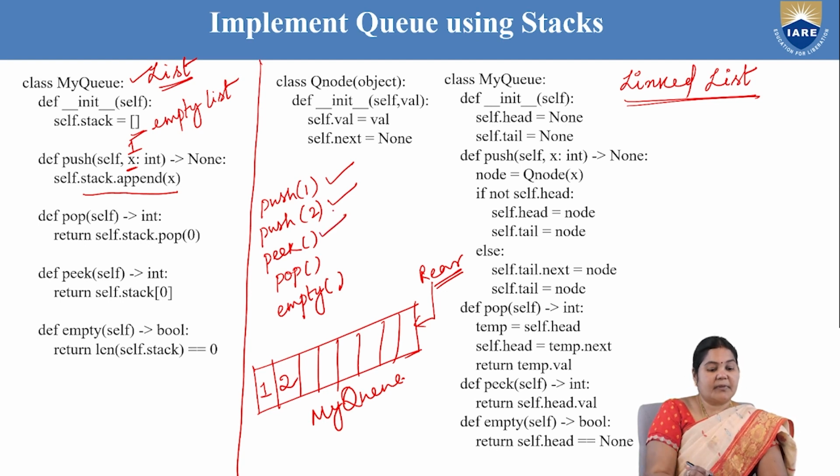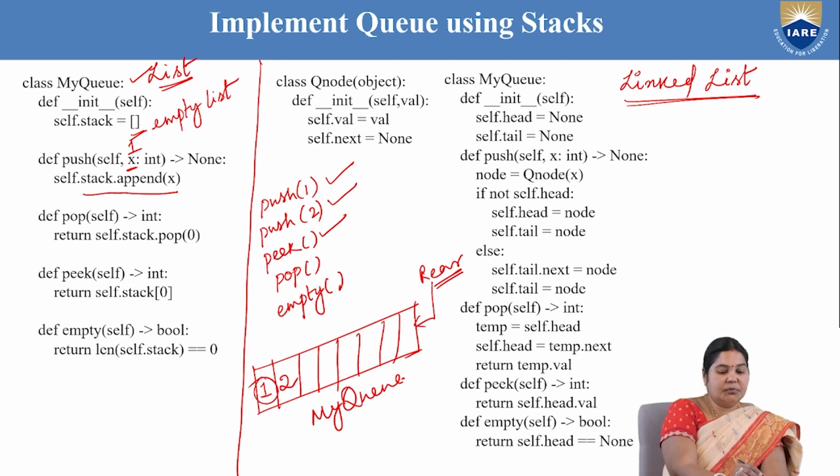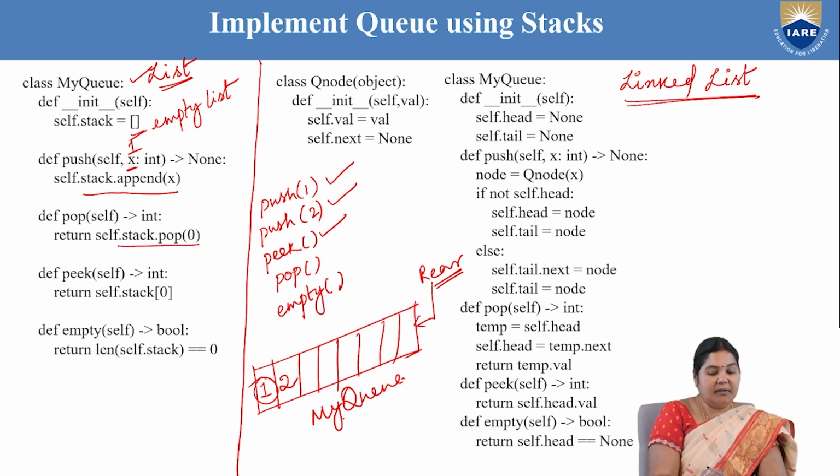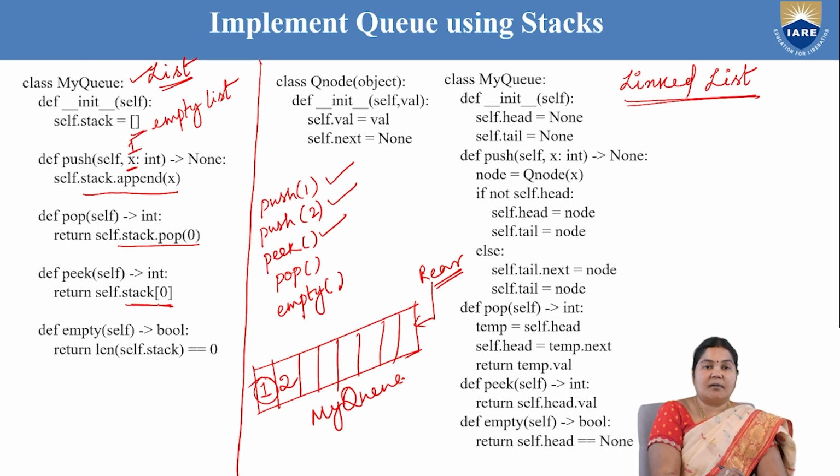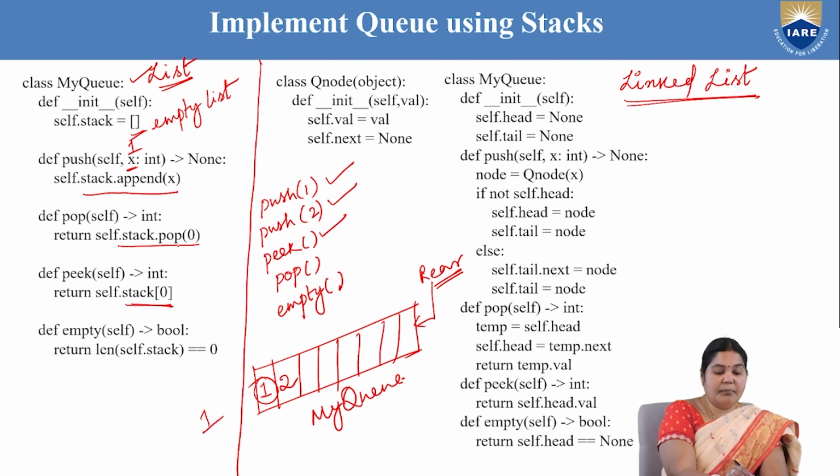Next we will do a peek operation. Peek operation only will return the element from the front of the queue, but it is not going to delete it permanently. So what I am writing? Stack of 0th element, it is returning. Sorry, peek is displaying only the stack of 0. So displaying means only 1 is displayed here.